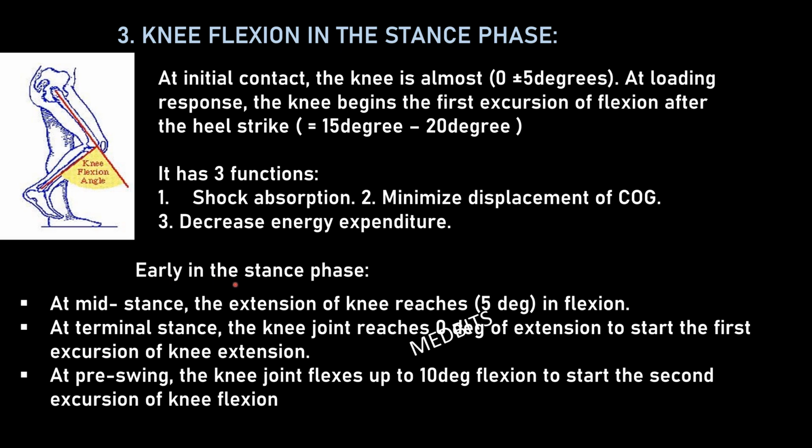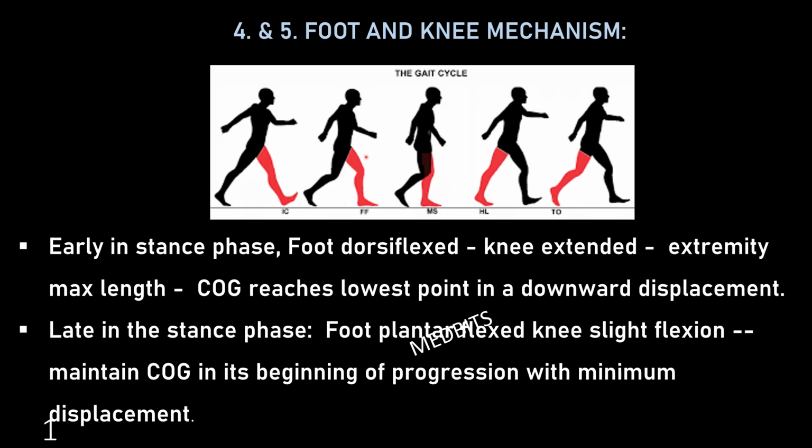Now, in the stance phase, at mid stance, the knee extends until it reaches 5 degrees of flexion. At terminal stance, the knee joint reaches 0 degrees of extension to complete the first excursion of knee extension. At pre-swing, the knee joint flexes up to 10 degrees to start the second excursion of knee flexion.